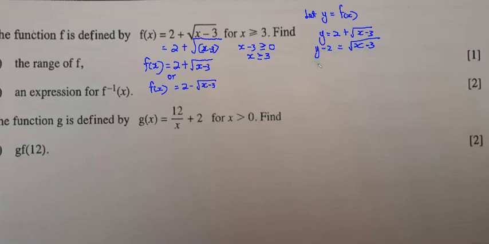Now, if you square both sides, then you get y minus 2 squared equals x minus 3. So x becomes y minus 2 squared plus 3. Okay? Now, if you look carefully, this is similar to completing the square, but then the x and the y change. If you look at the similar pattern, it would be this: y equal to x minus 2 squared plus 3.